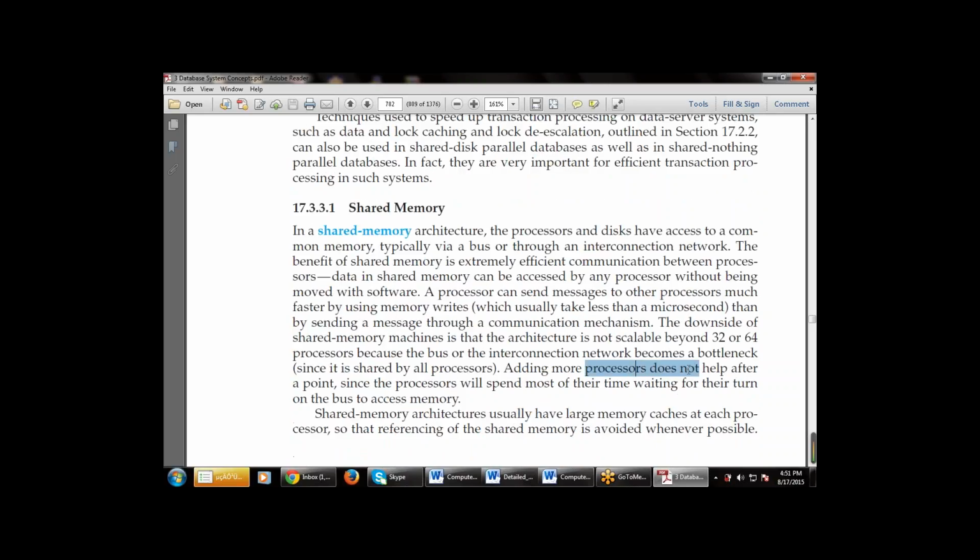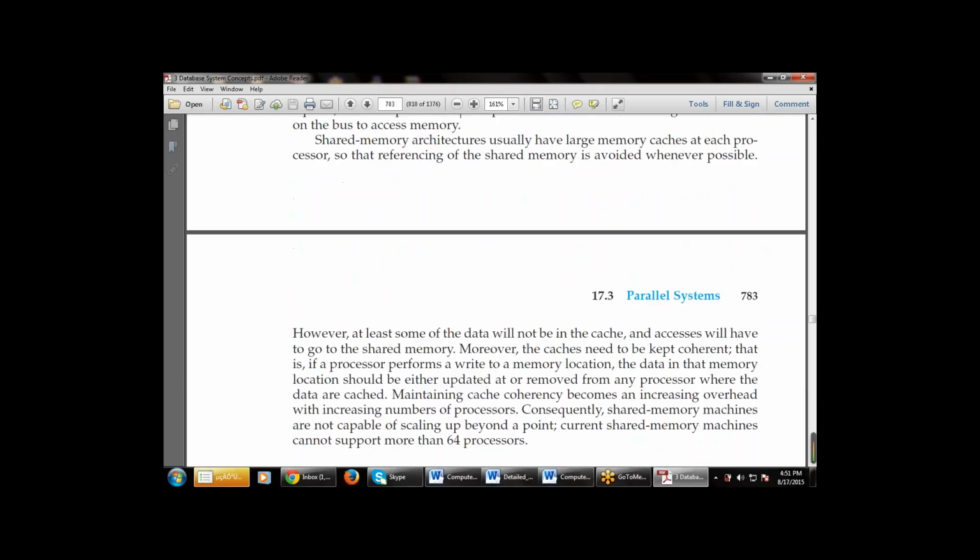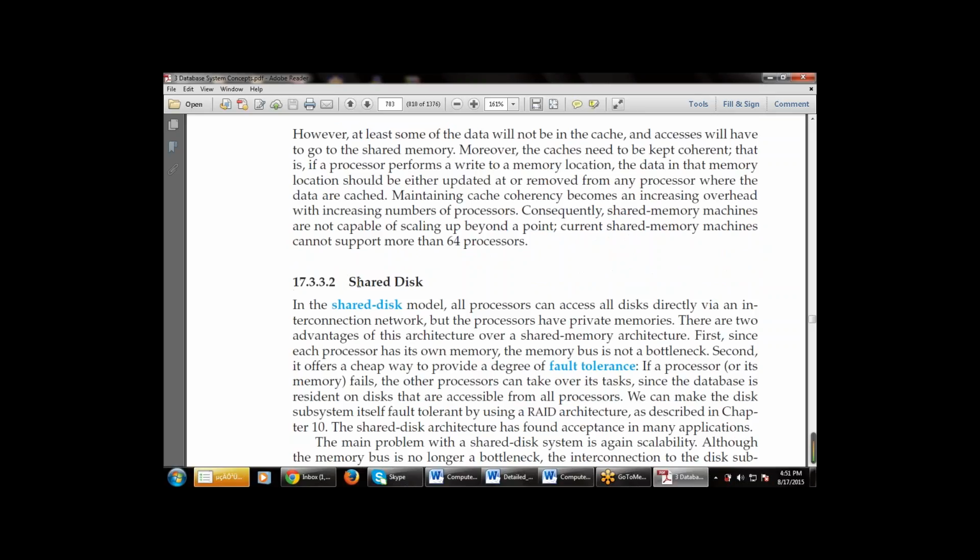Adding more processors does not help, because they will take up most of the time that is available in the shared memory. Then there will be a shared disk, that is, a disk that is shared among the various processors, various nodes. In a shared disk model, all the processors can access all the disks directly via an interconnection network.